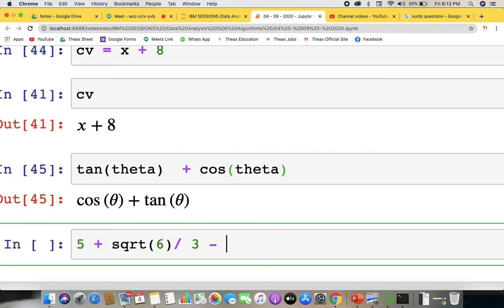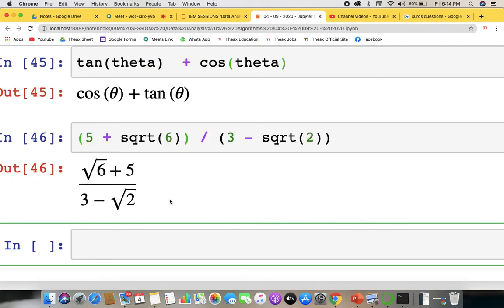That's why I say, because we will be solving various questions over the internet, right? So it is important, because we will not be able to solve everything by seeing the videos. That will be a headache for you also. So it's 5 plus root 6 by 3 minus root 2. That's the expression.